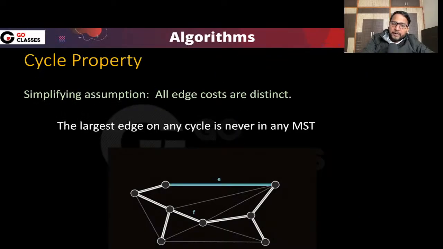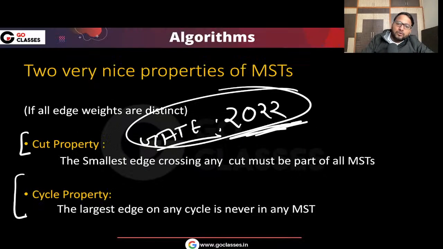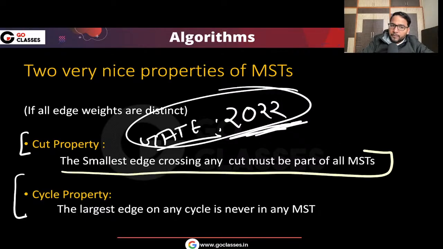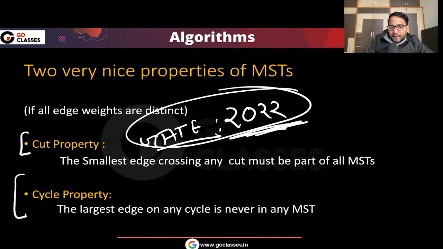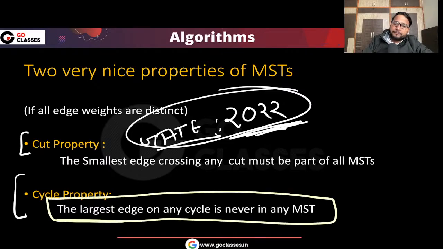Now we have 2 properties with us: one is the cycle property and one is the cut property. Let me just remind you what these 2 properties are. The cut property says that the smallest edge crossing any cut must be part of all MSTs. The cycle property says the largest edge in any cycle is never part of any MST.